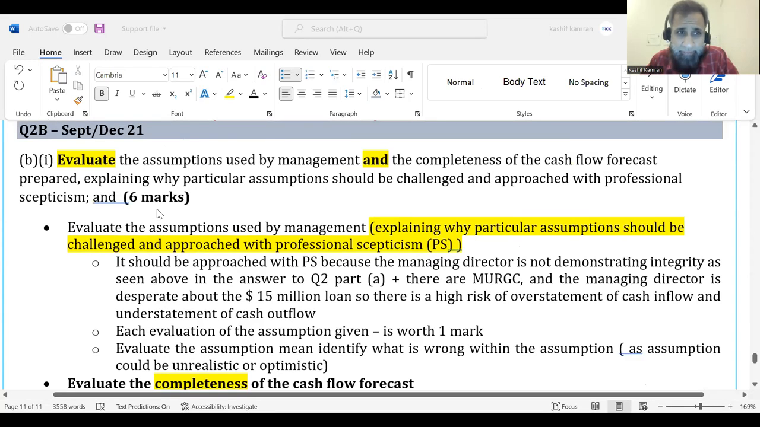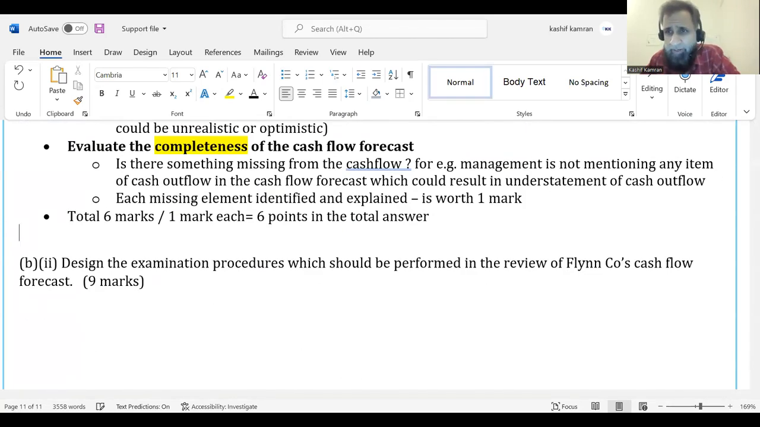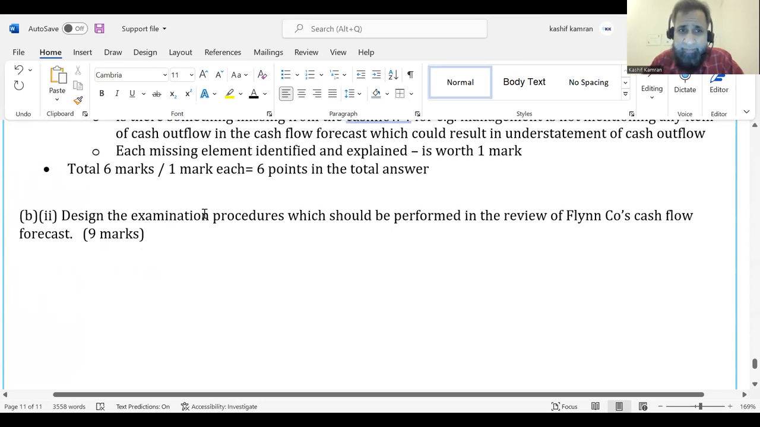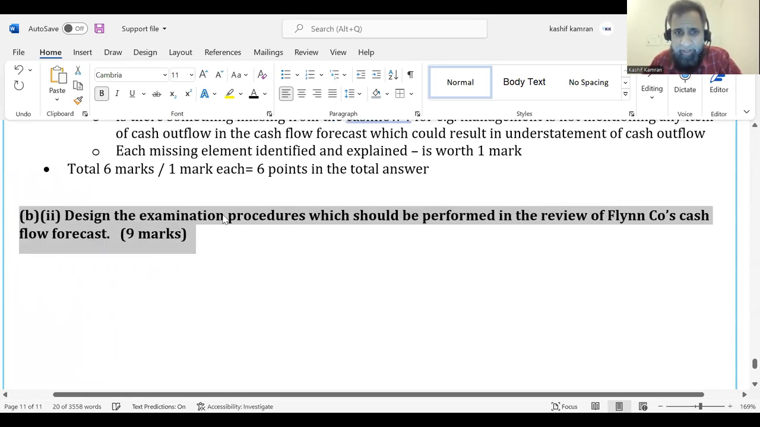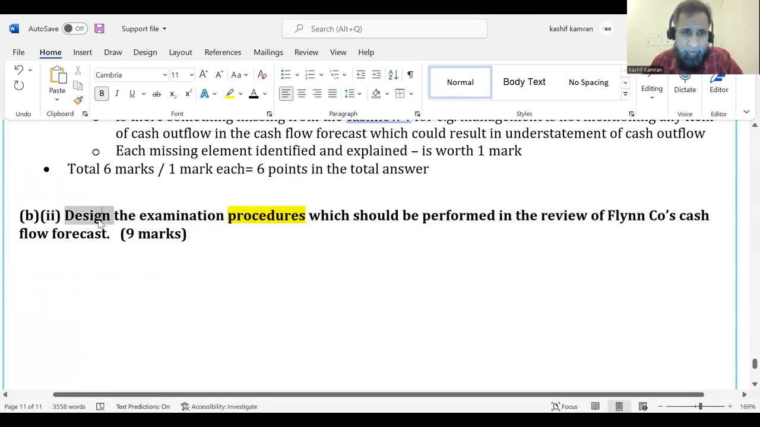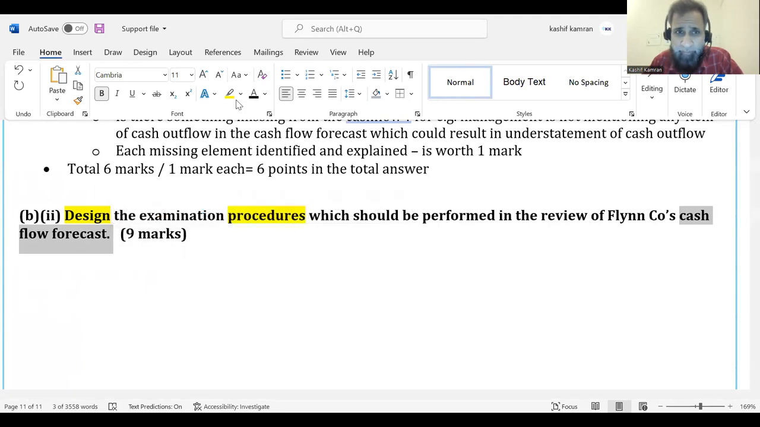Okay, the next part, B1 done. So we have B2. Again, a typical part which comes in prospective financial information. You must have practiced it a lot with 15 days remaining for exams. Design the procedures. That's simple, right? You need to design the procedures. So you need to write the procedures to be performed on the cash flow forecast. So you know the procedures have to be case specific: action, source, and purpose.